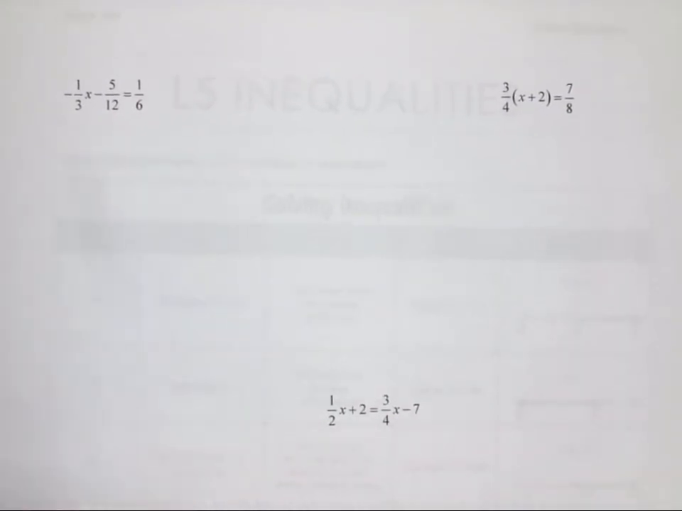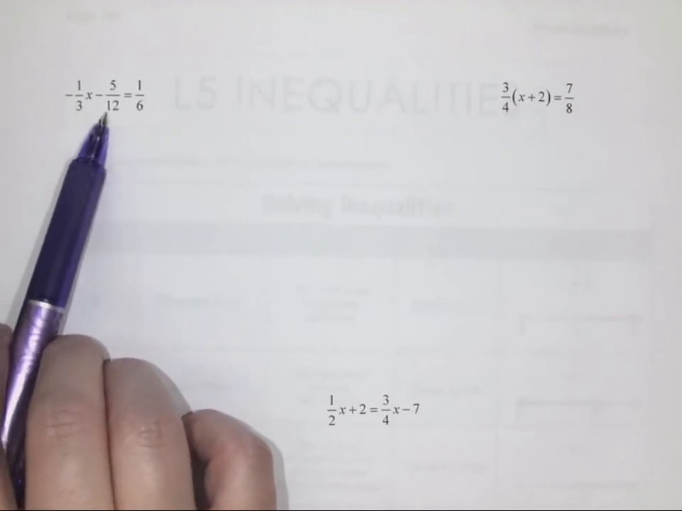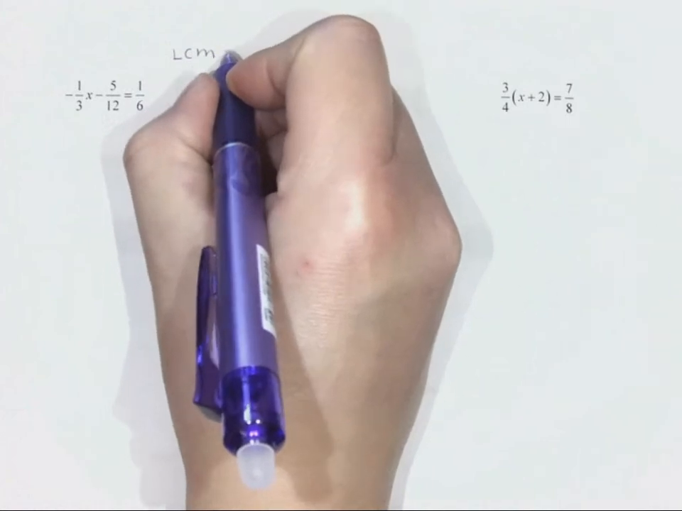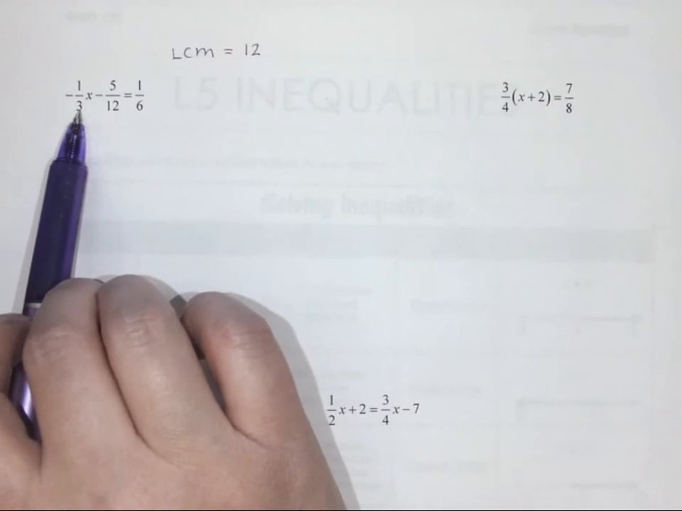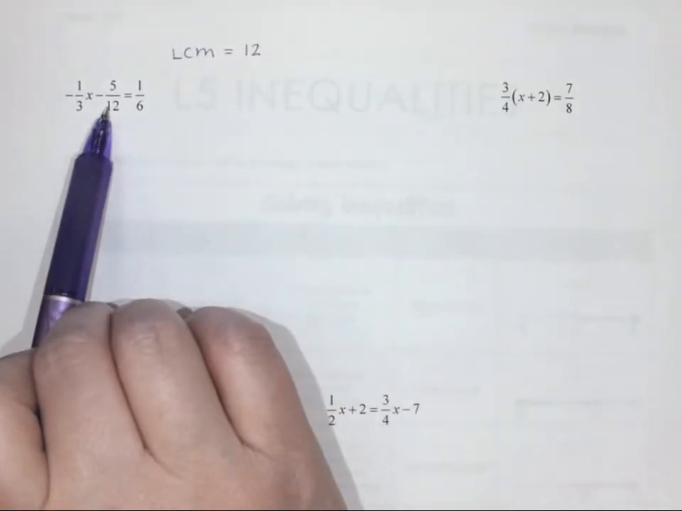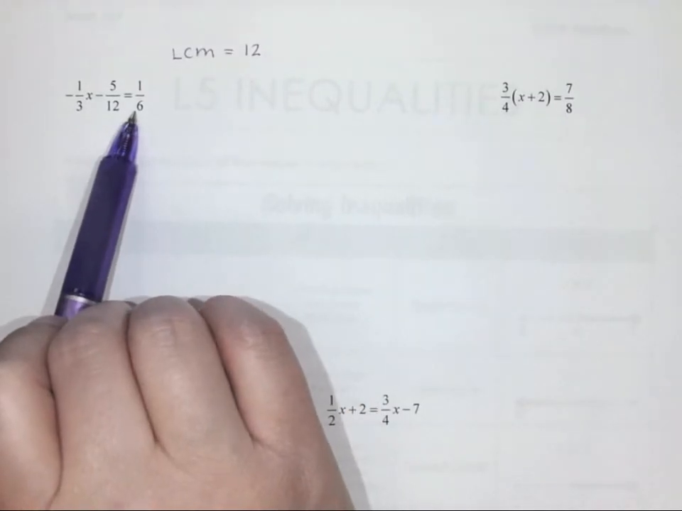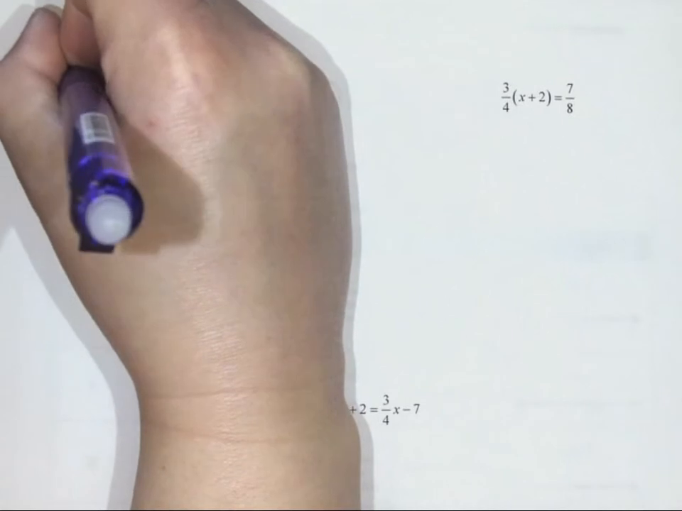Okay, so this is a good example. We have 3 different denominators now, so 3, 12, and 6, but we know that the lowest common multiple is 12 again for this one, because 12 divided by 3 gives me a whole number, 12 divided by 12 gives me a whole number of 1, and 12 divided by 6 gives me a whole number of 2. So that works out really well. So I'm going to times everything by 12.